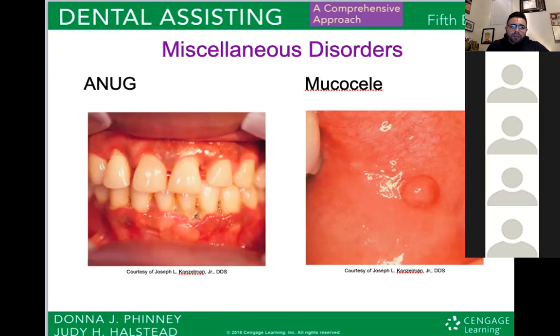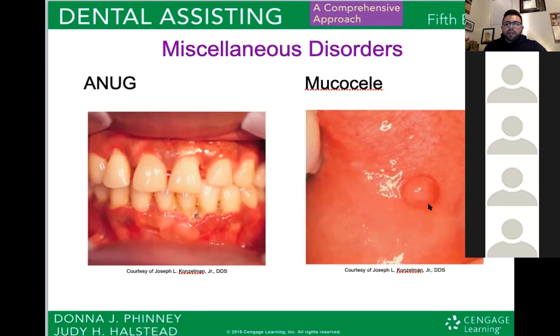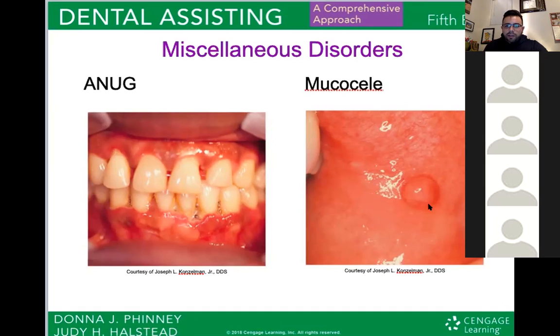A mucocele is found on the mandibular or anterior lip. It's usually seen in people who like to bite the inside corners of their lip. When you do this, sometimes you can cause scar tissue that will entrap these minor salivary glands. When that happens, it acts like a water balloon, and there's nowhere for the saliva to go. So it just balloons up into these little bubbles that form, called mucoceles.